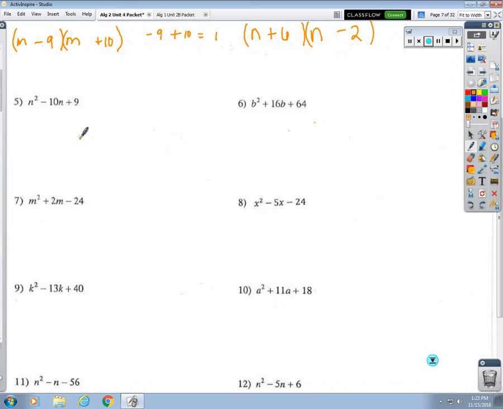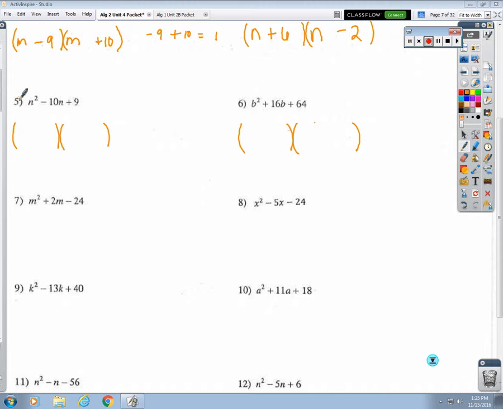Alright, number 5. Go ahead and try 5 and 6. Alright, for number 5, what factors did you get? N, okay, so let's see if that works. A negative 9 plus a negative 1 does add up to a negative 10. And when you multiply a negative 9 and a negative 1, you get a positive 9. Good. Now remember, it's okay if you put your n minus 1 on this side and n minus 9 on that side. Okay, number 6, what'd y'all get?